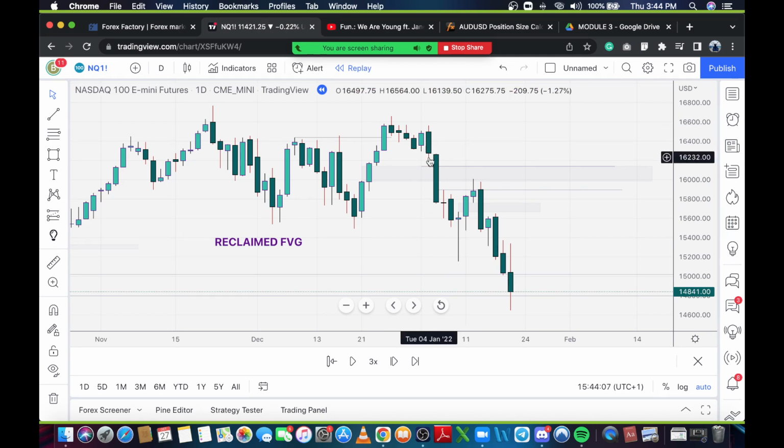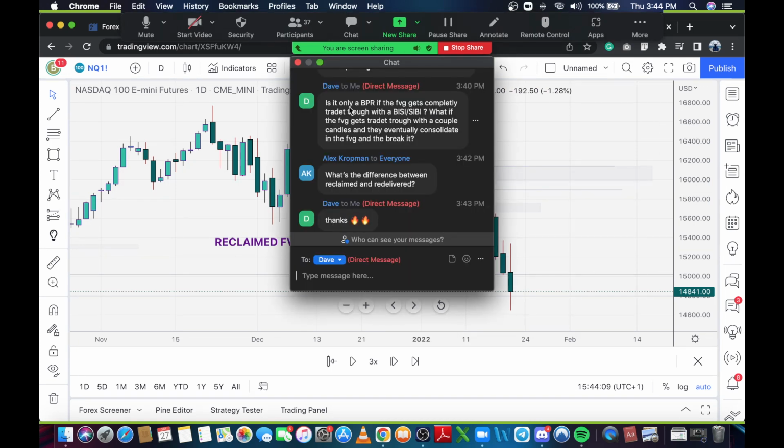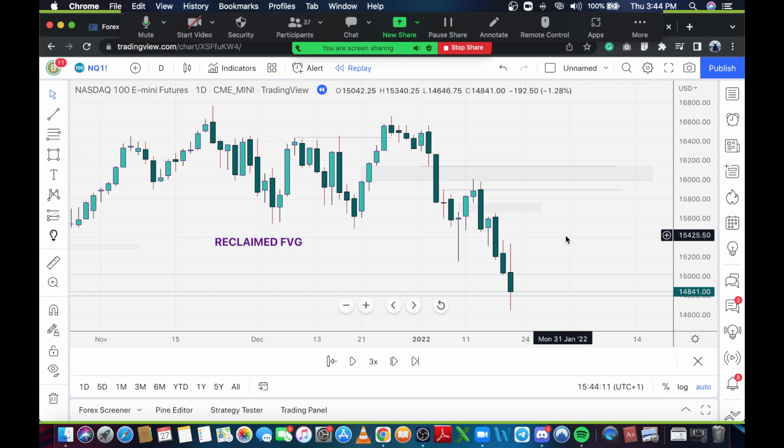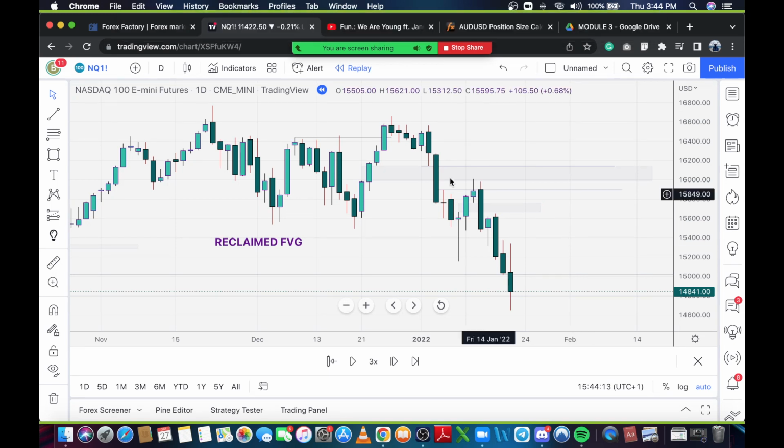So now you say, what's the difference between reclaimed and redelivered? They are two different things entirely. Reclaimed only comes after we've rebalanced an inefficiency. That's the only time you get reclaimed. It's only after you rebalance an inefficiency.